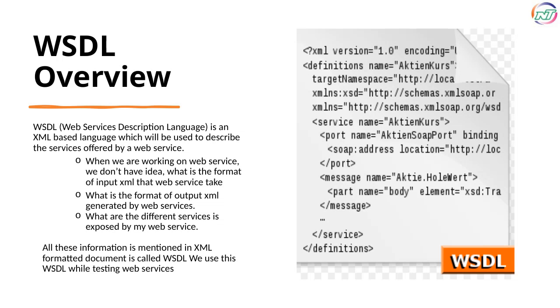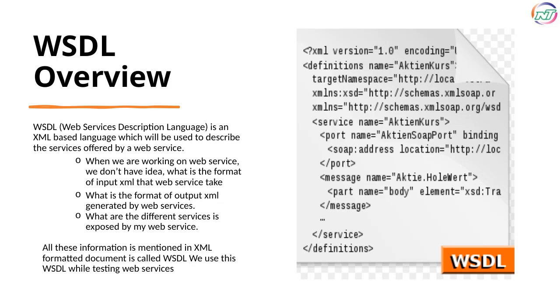In working with web services, one common challenge is understanding the exact format of the input XML that the service accepts and the output XML it returns. We also need to know which specific services are available within a web service. This information is all clearly laid out in a document called WSDL, which stands for Web Services Description Language.